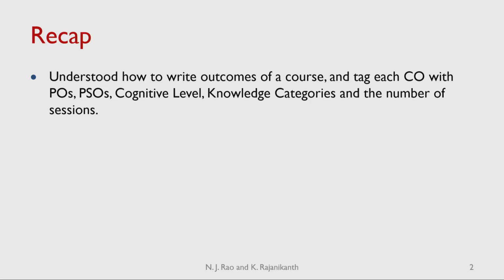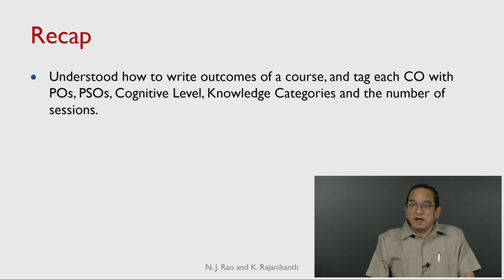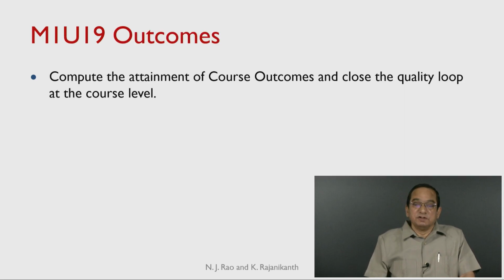In the earlier unit, we understood how to write outcomes of a course and tag each course outcome with POs, PSOs, cognitive level, knowledge categories, and the number of sessions. In this unit, we will look at the computation of the attainment of course outcomes and closing the quality loop at the course level. So, the outcome for this unit is: compute the attainment of course outcomes and close the quality loop at the course level.